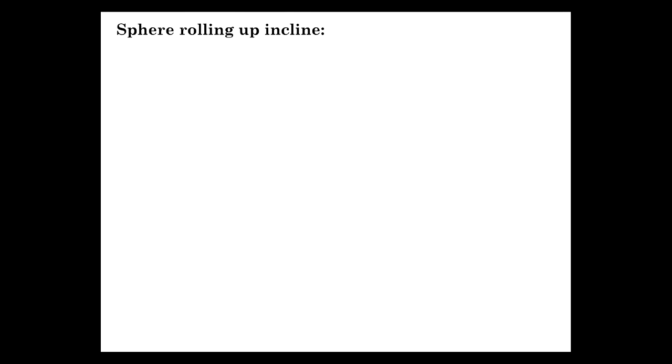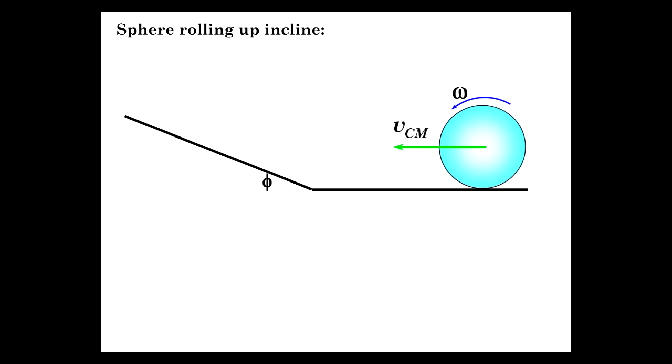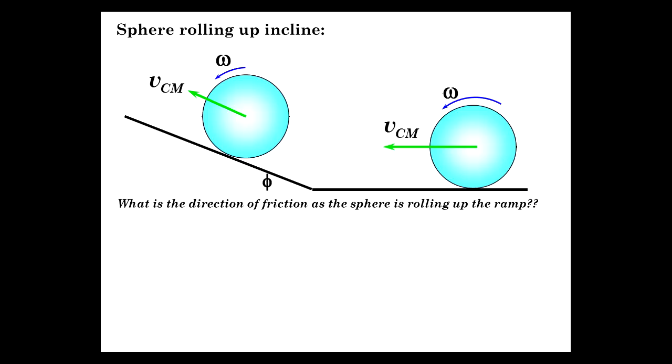Let's consider the interesting situation of a sphere going up an inclined plane. Here is the sphere coming in at some velocity of the center of mass and some omega. And then as it goes up the ramp, we have a reduction. It's slowing down as it goes up the ramp. So the question of the moment is, what is the direction of friction acting on this sphere as it goes up the ramp? I'll let you think about that for a little bit.